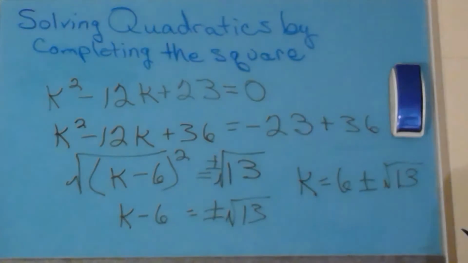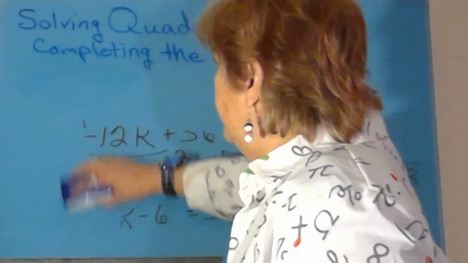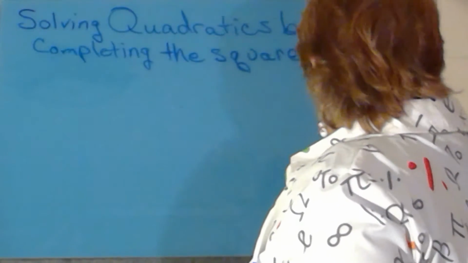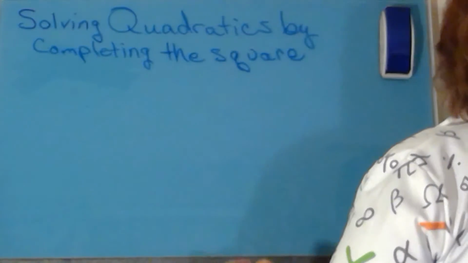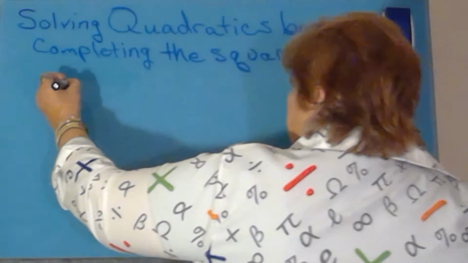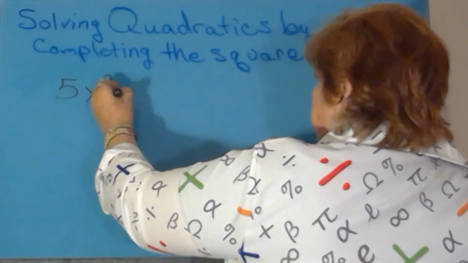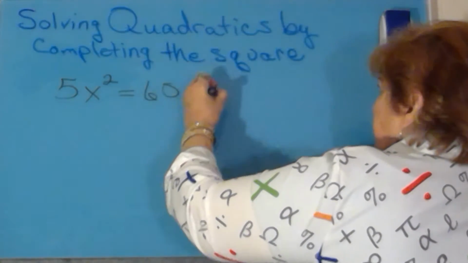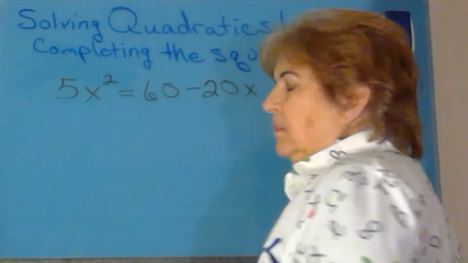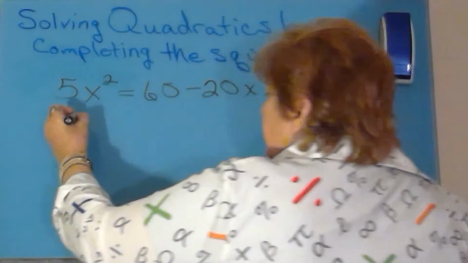There is one more problem that I want to do, and this problem is a little bit different because it is going to have a number in front of the squared term. 5x squared equals 60 minus 20x. Take the 20x to the other side.